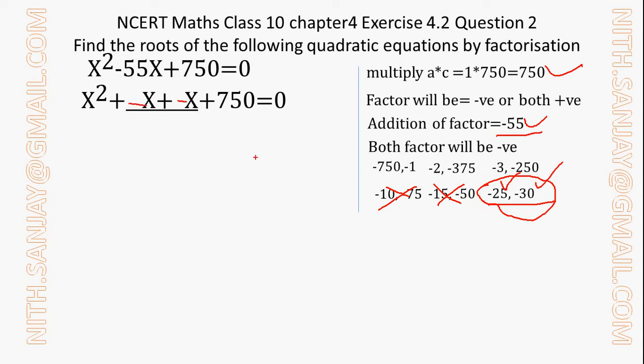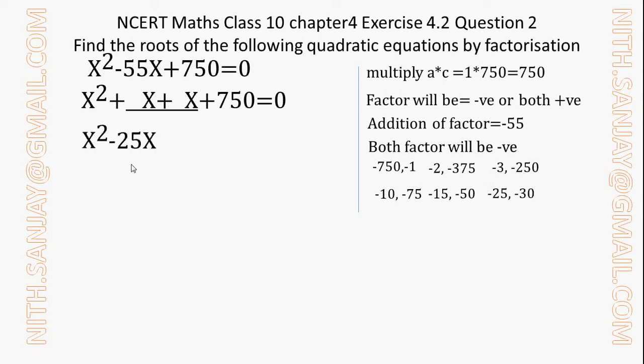Okay, so now x square is as it is. I will put one of the numbers, minus 25, here, so this is minus 25x. Another number, minus 30, I will put here, so I will get minus 30x plus 750 equal to 0, which was already there. So now we have split this 55x into two terms, right? This equation and this equation are similar, except we have split this term into two terms.